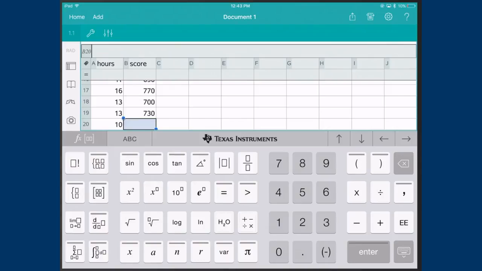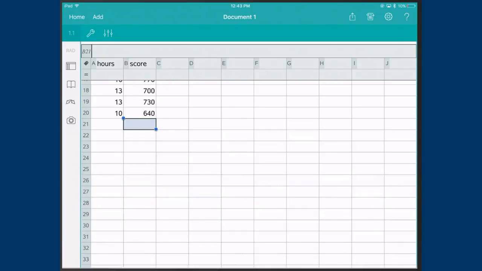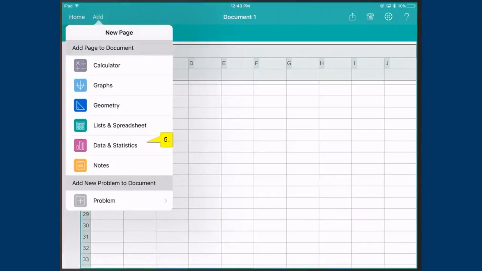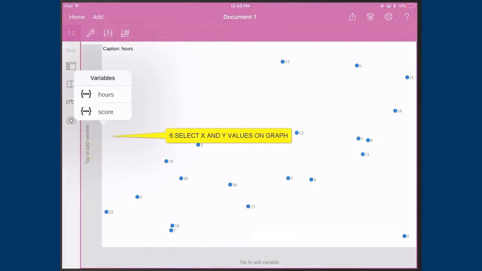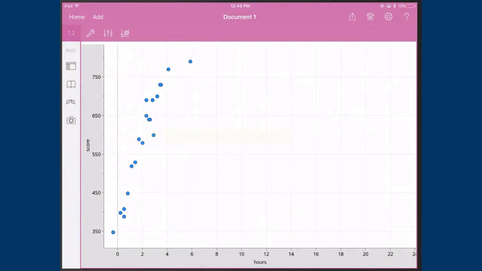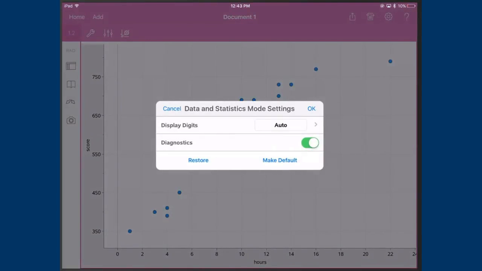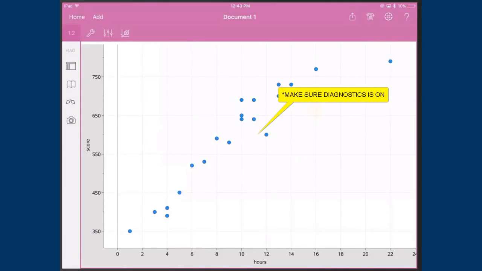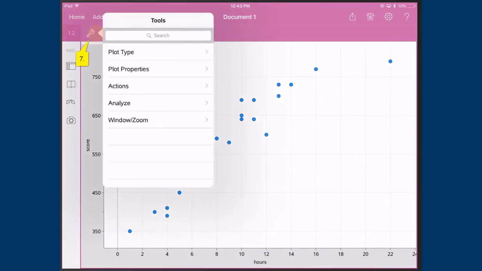Okay, so I've got my data entered, and the next thing I'm going to do is hit Add Data and Statistics. Then I'm going to anchor my variables. So I'm going to select my X and Y axis. Remember, before you move on, you got to make sure that diagnostics is on.